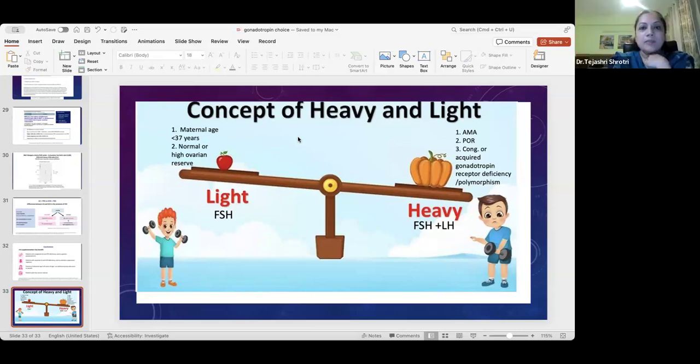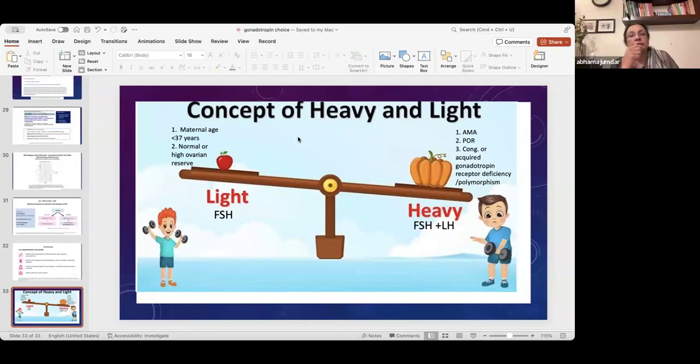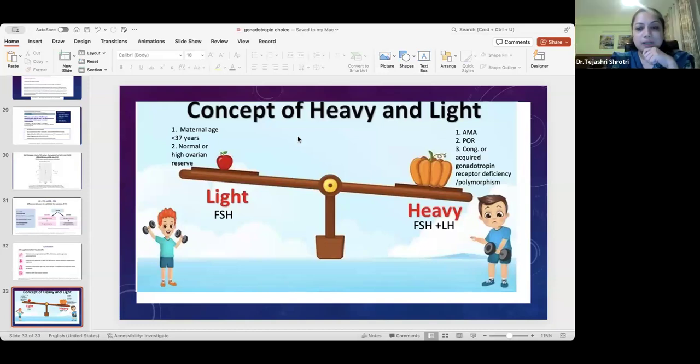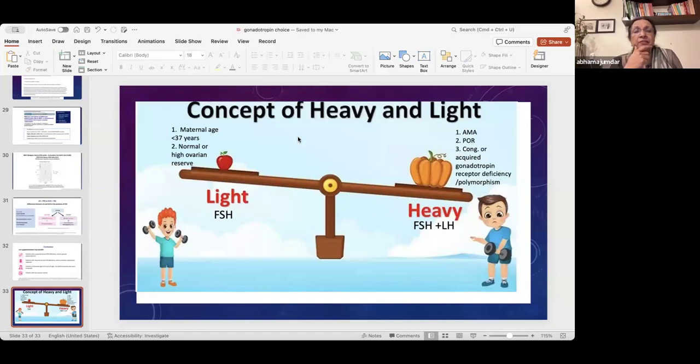Right, ma'am. Ma'am, what is your gonadotropin of choice for COS and PCOS patients? Dr. Harita wants to know. For ovulation induction? Yes. Asking about controlled stimulation that is done for IVF.